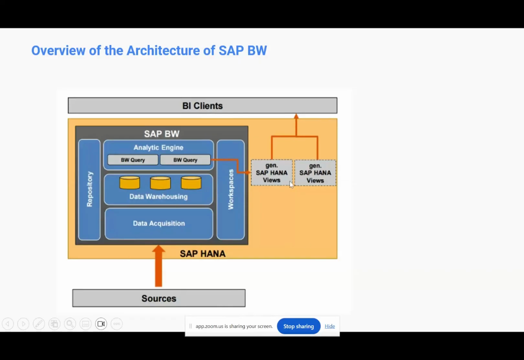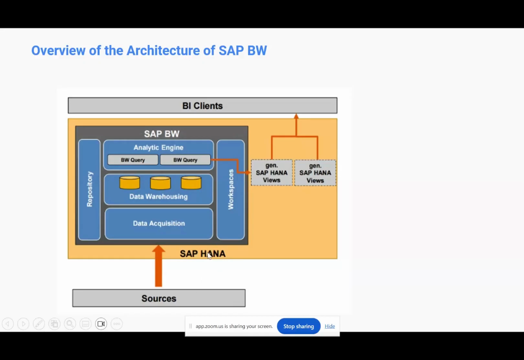It may be an SAP ECC or SAP R3 system, or an SAP S4 HANA system, or any SAP CRM system or SAP SuccessFactors system, or maybe, for example, a Salesforce system, or it may be a Snowflake. Any sources, SAP or non-SAP, we'll call them sources for now, not to make it too complex. So we bring data into SAP BW from any of the sources.